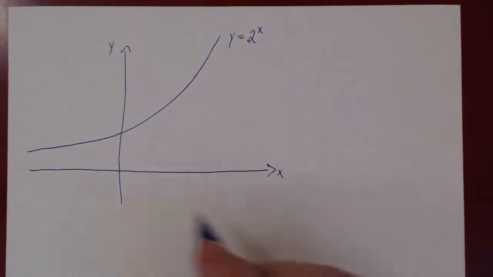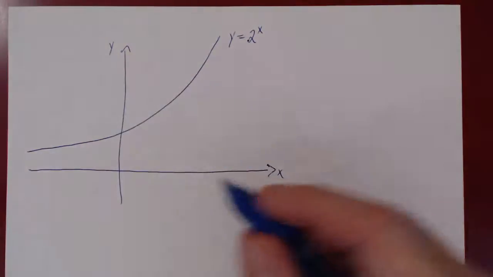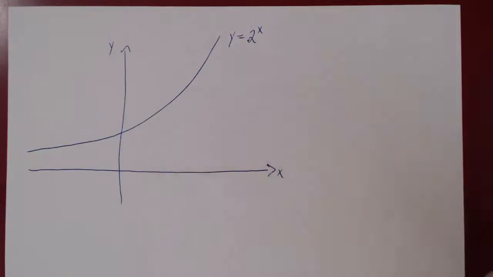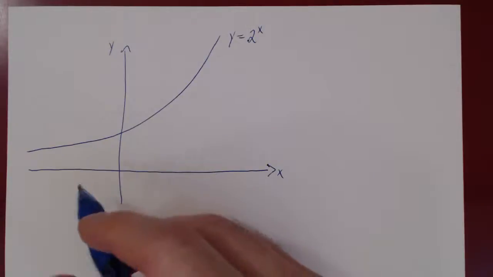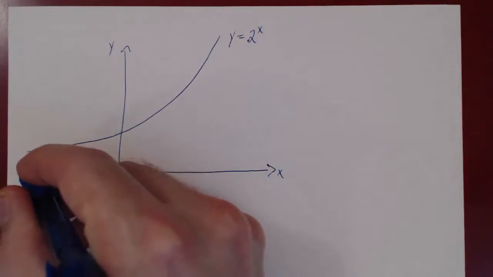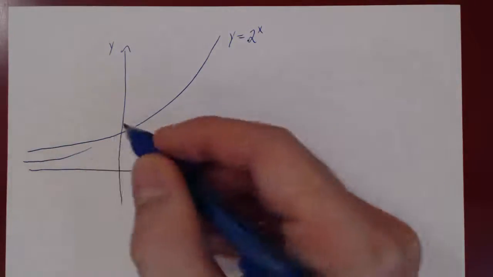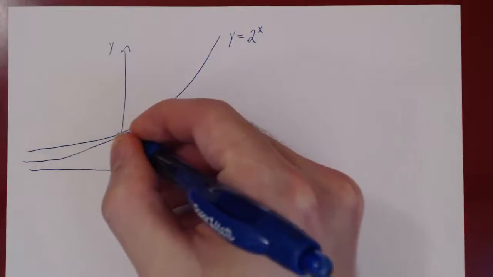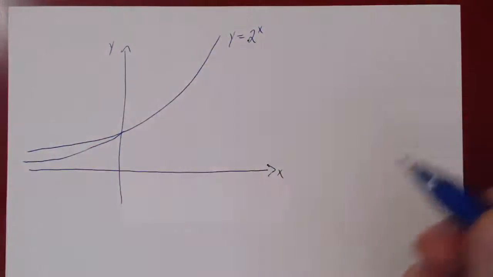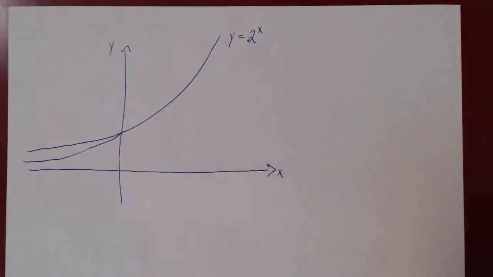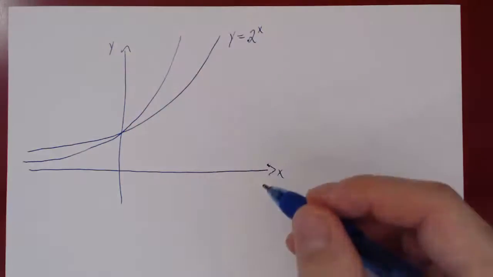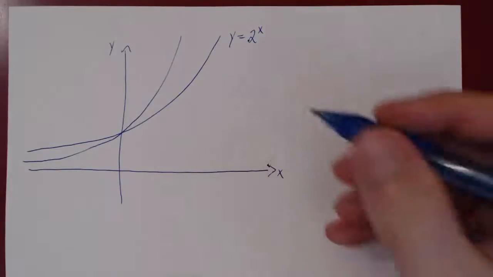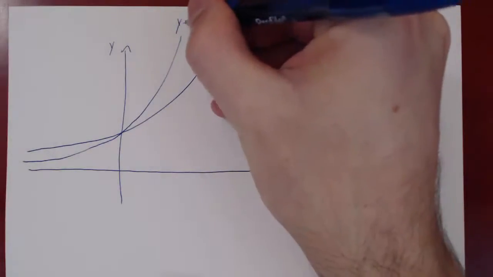And then if you think of it, for positive values, 3 to the x is bigger than 2 to the x, but for negative values, it's a little smaller. So 3 to the x will start like this. 3 to the 0 is still equal to 1. And then for positive values, 3 to the x is bigger than 2 to the x, so we'll shoot up like this. So we have the two graphs of 2 to the x and 3 to the x.